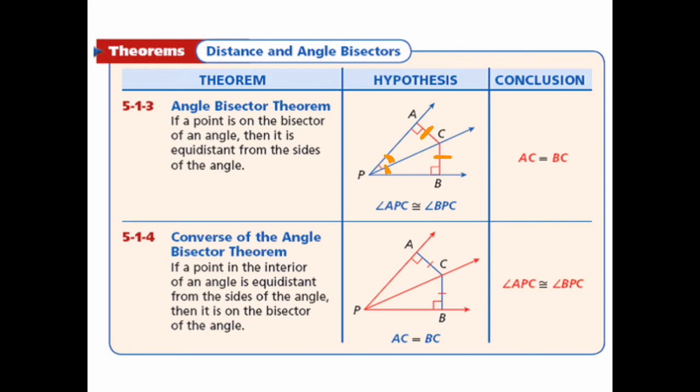And the converse of that says that if CB is congruent to AC, then C is on the angle bisector, and angle APC is congruent to angle BPC. Good luck, everybody. I hope you guys all do great.